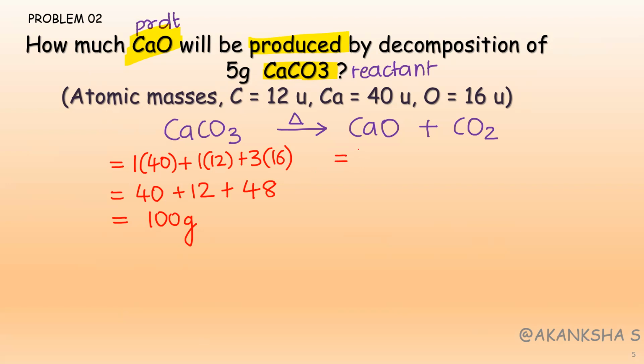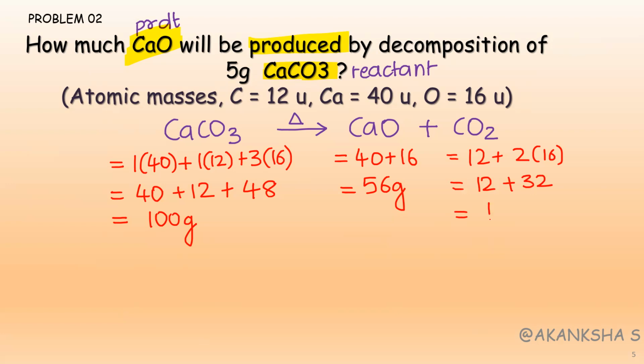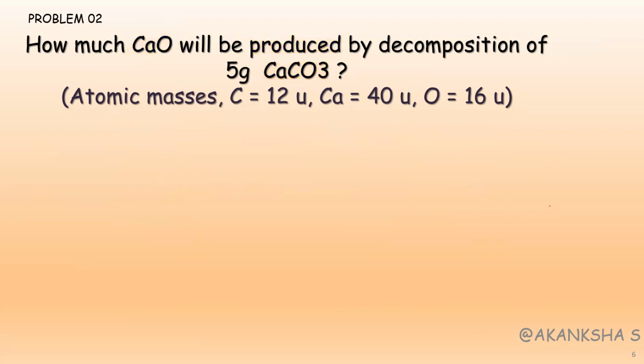Let's see calcium oxide. 1 times 40 plus 1 times 16. This makes it 56 grams. Over here, carbon is 12 plus 2 times oxygen. So this becomes 12 plus 32. That is 44 grams. Okay. We have understood that we have got our reaction in control. We have balanced it. We have completed step number 2 of finding the molecular weight. Let's go to the next step.